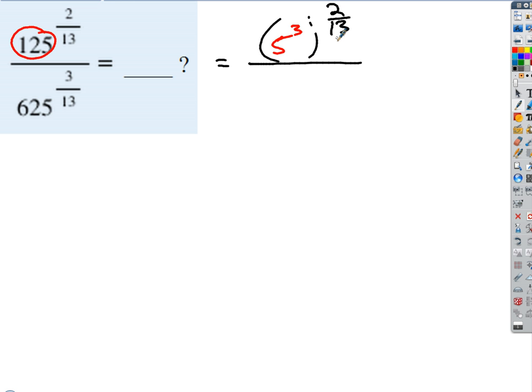5 cubed is 5 to the 4. Okay, what about 625? 5 to the 4th. You see that? If you know that 125 is 5 cubed, it's pretty easy to see that 625 is 5 to the 4th, because it's just 5 times 125, right?